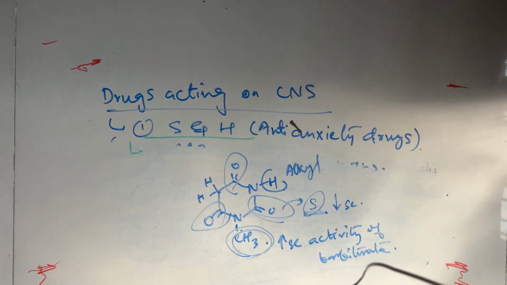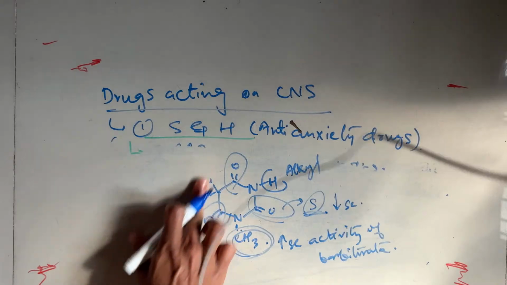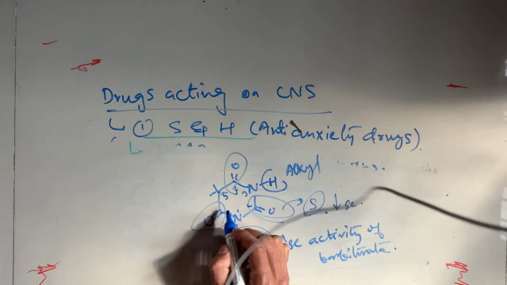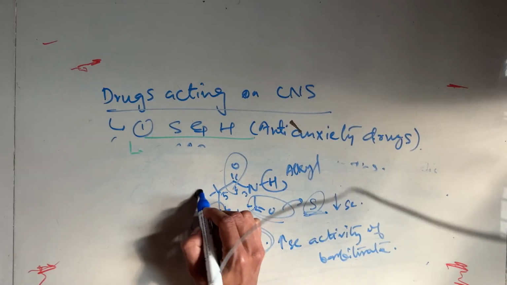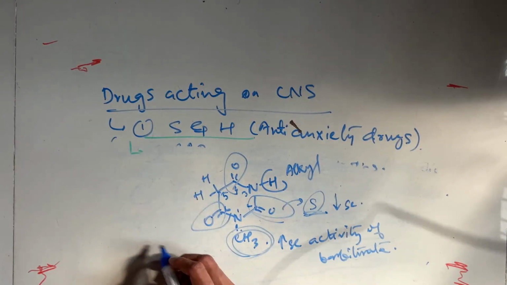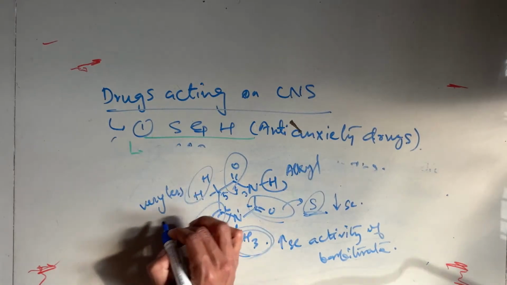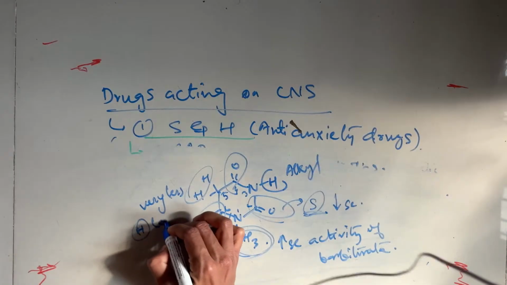Next, number 3. What is the number 3 substitution that is possible? That is at the 5th position. This is the 5th position: 1 2 3 4 5 6. So at the 5th position 2 hydrogens were there. If 2 hydrogens are present, this is very less active. If only 1 hydrogen is there, this is less active.